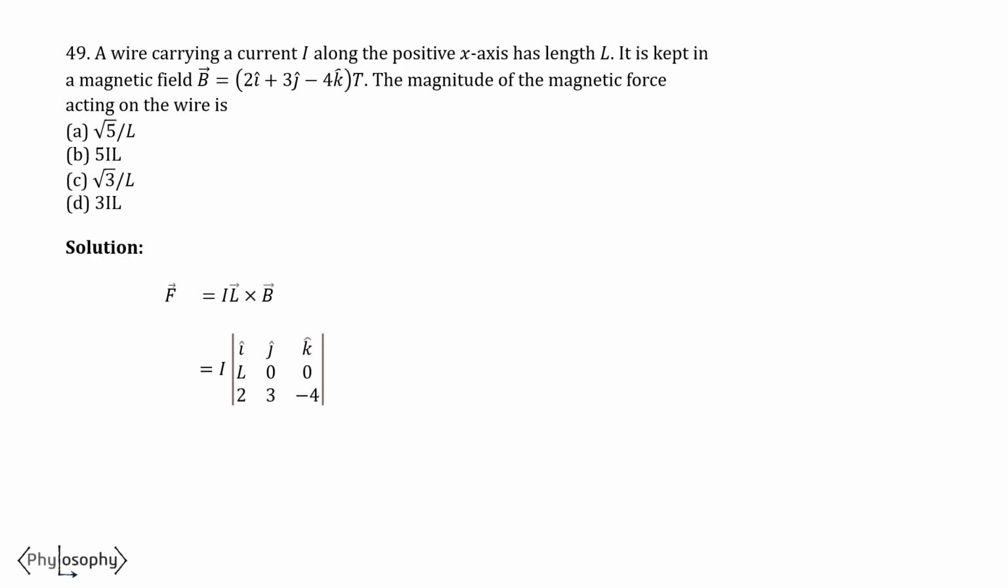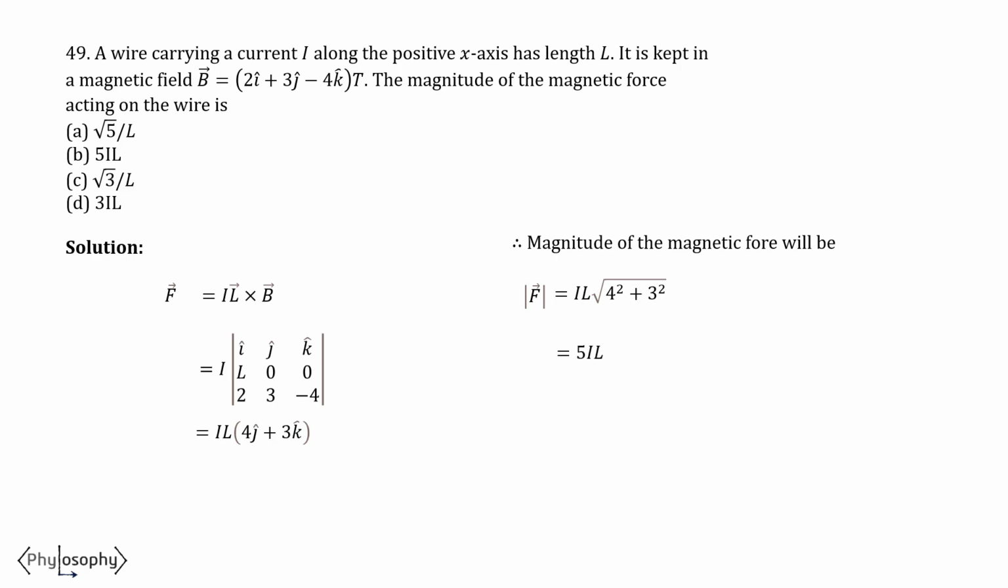This can be written as I times this determinant. Here the length is defined along the x-axis, that's why the other components, that is the y component and the z component of the vector L, are 0. That is, L can be written as only L i cap and B is 2i cap plus 3j cap minus 4k cap. Now if you calculate this determinant, then you will get IL times 4j cap plus 3i cap. Now the magnitude of the force will be mod of F is equal to IL square root of 4 square plus 3 square, which is equal to 5 IL. Therefore option B is the correct answer.